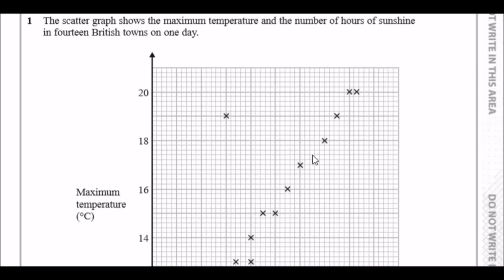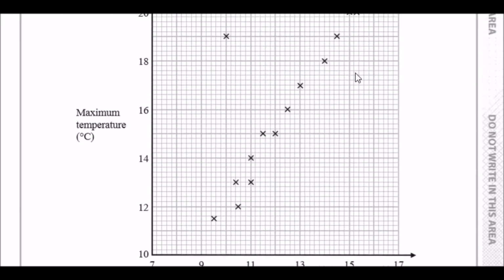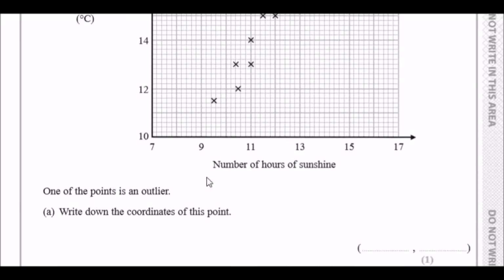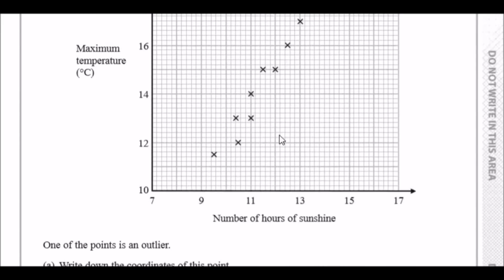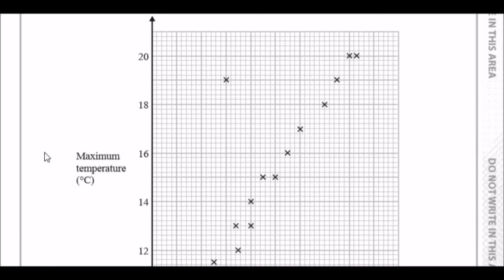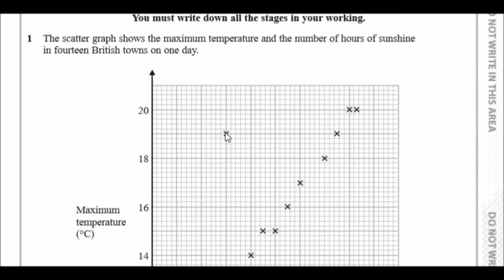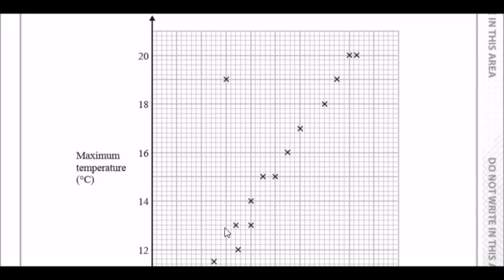So number 1, what do we have? The scatter graph shows the maximum temperature and the number of hours of sunshine in 14 British towns on one day. So here we go. So far it seems to be a positive correlation, as the number of hours of sunshine increases, the temperature will also increase. And one outlier seems to be here. One of the points is an outlier, right down in the corner. So like I said, it's over here.